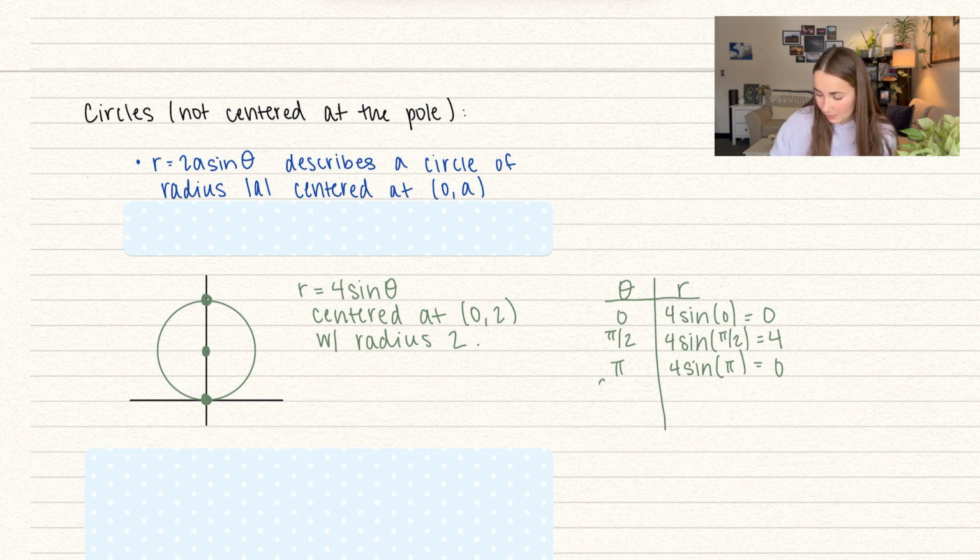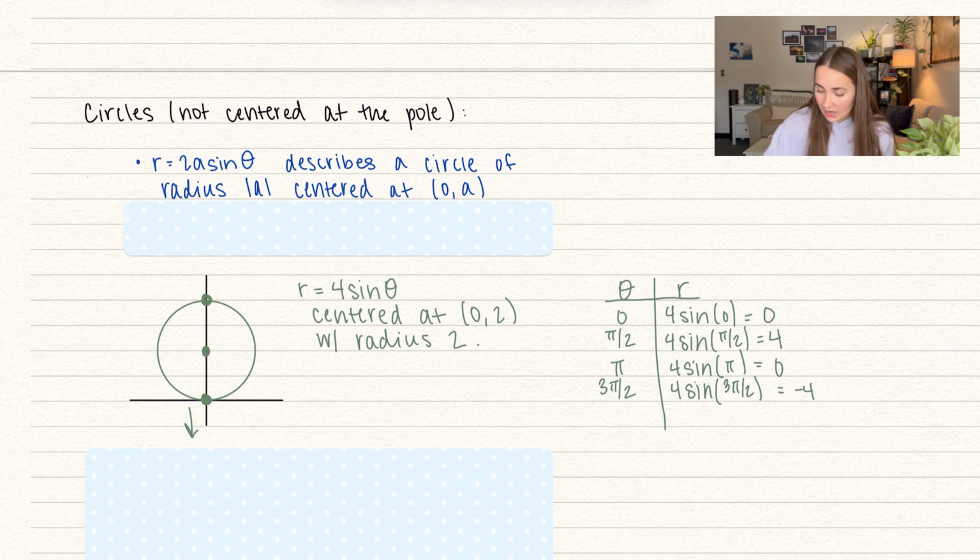And here let's just do 3 pi over 2. 4 sine of 3 pi over 2 is going to be equal to -4, right? So when we're going down in that 3 pi over 2 direction, we're going to go backwards because we have a negative radius. So we're going to go back up to our point (4, 0).